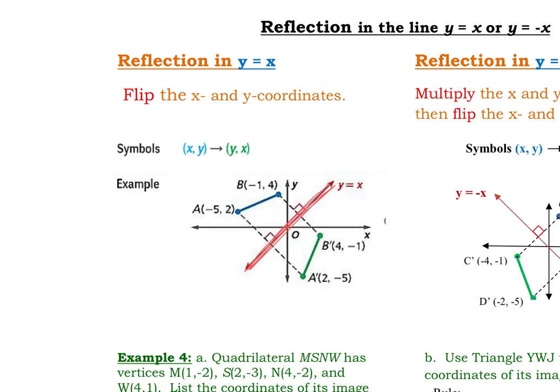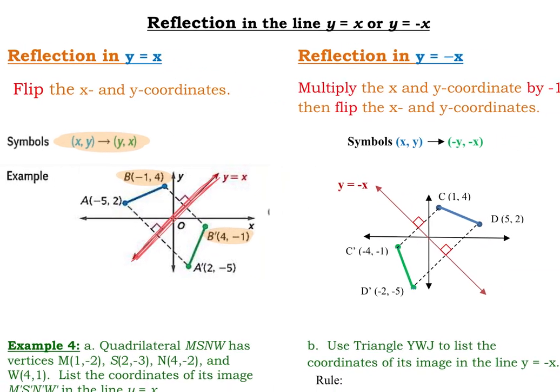The rule for this one is x comma y will become y comma x. So the numbers aren't changing at all, they're just trading places. For example, if B is originally located at -1, 4, trade places. B prime is at 4, -1. Easy rule. It's especially hard to count boxes because you're counting boxes in 2 directions, so the rule is actually faster with this one.